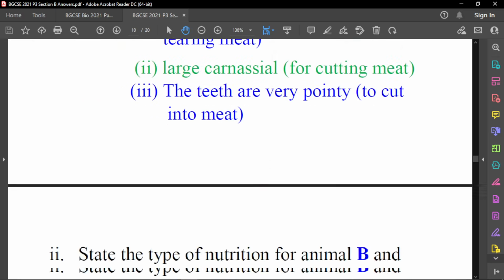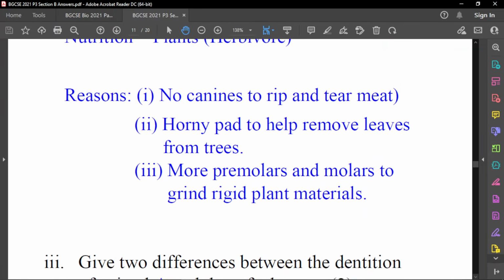Now, an animal that has canines, incisors, and all those teeth, like us, eats everything. So we are omnivores, right? So those are some good things to look out for. Again, the presence of a horny pad, which you use to remove leaves from trees, right? And another reason here is that you have more premolars and molars, and the purpose of molars and premolars is to really grind plant material for a long period of time. Meat eaters just rip, tear, chew, and swallow for the most part.